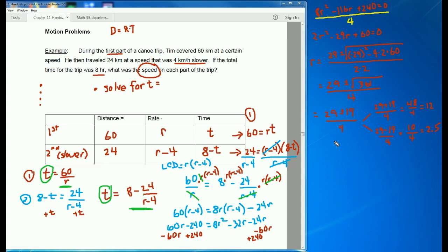All right. So, and again, we are solving for r. And remember that r is the faster rate, the rate on the first part of the trip.